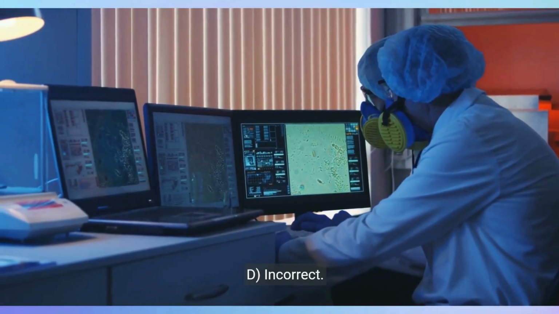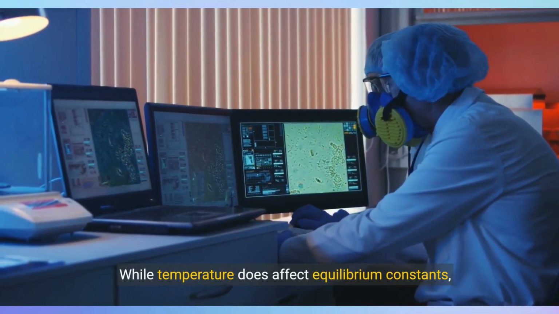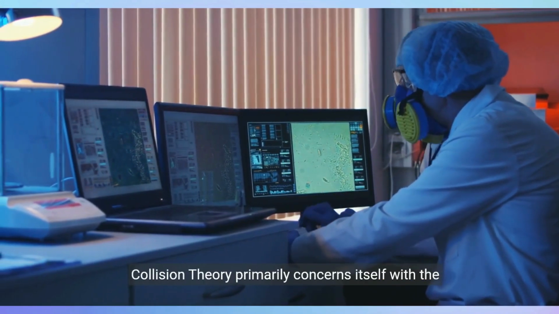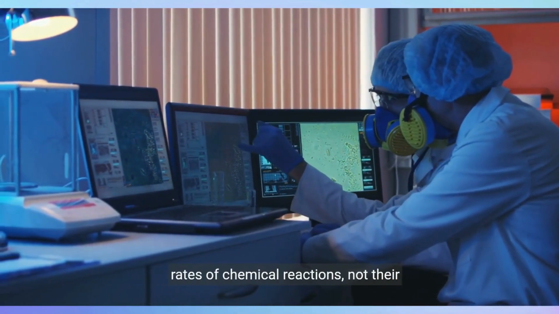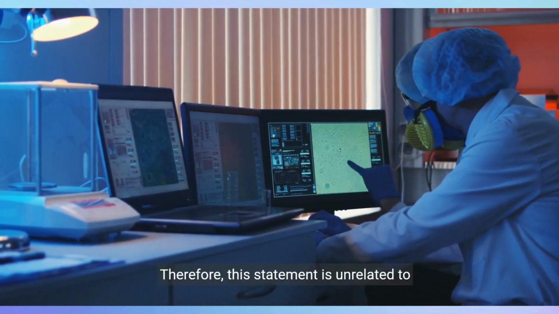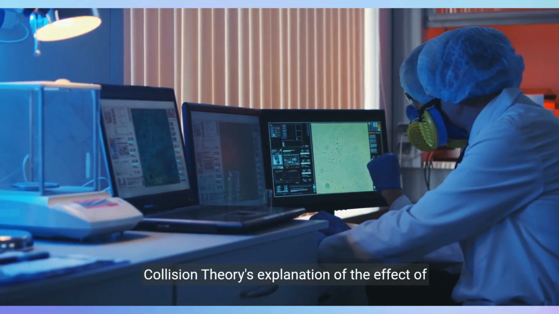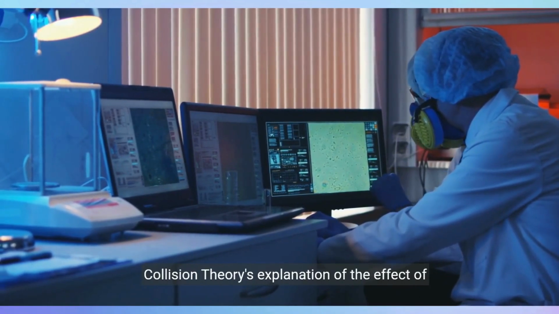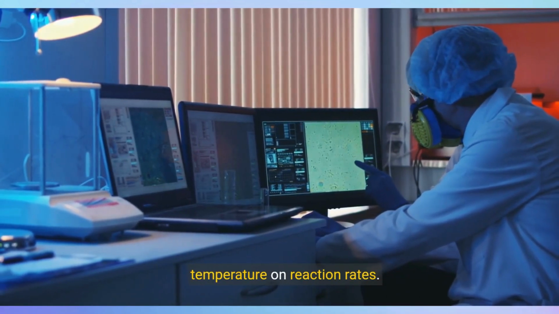D. Incorrect. While temperature does affect equilibrium constants, collision theory primarily concerns itself with the rates of chemical reactions, not their equilibrium constants. Therefore, this statement is unrelated to collision theory's explanation of the effect of temperature on reaction rates.